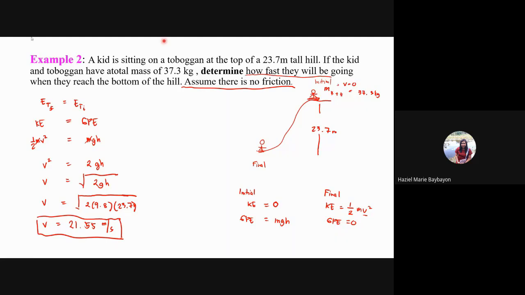Okay? So we can actually extend this to a roller coaster track, for example. That is good for calculating the total mechanical energy in the roller coaster class.